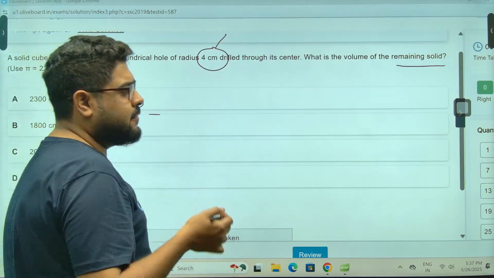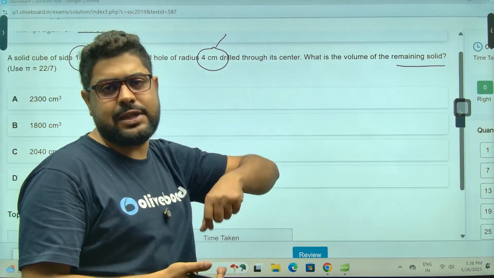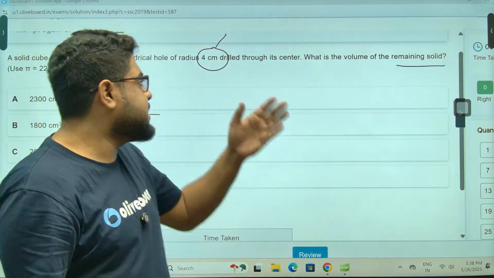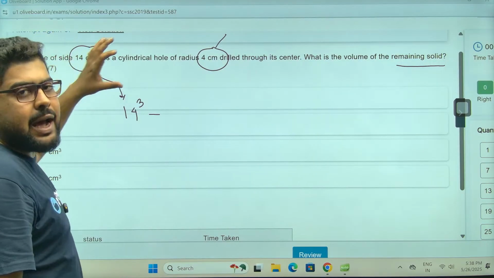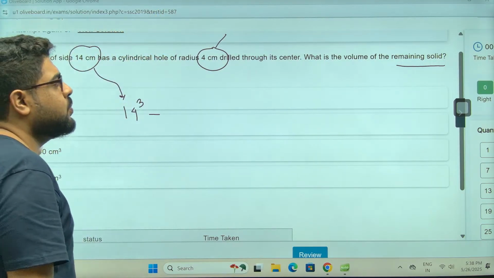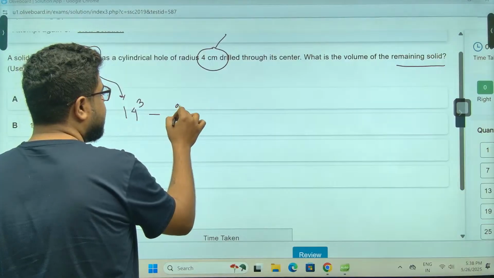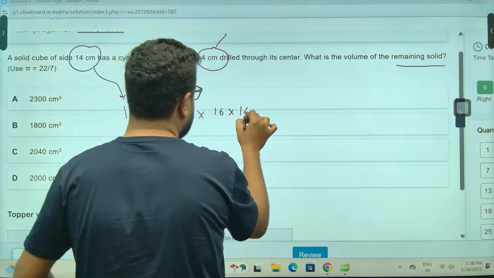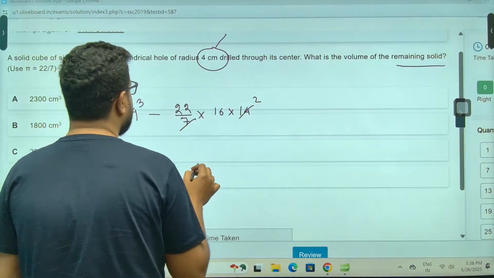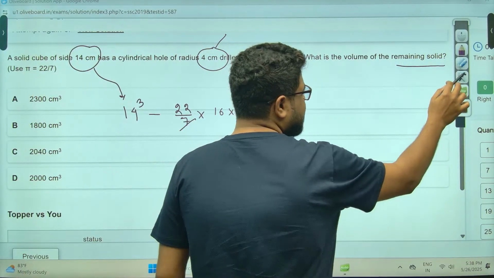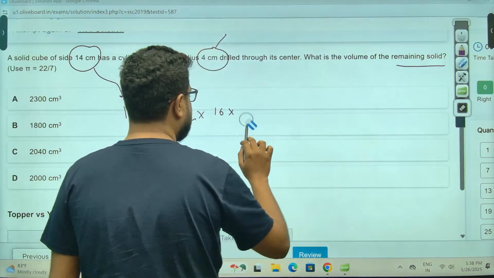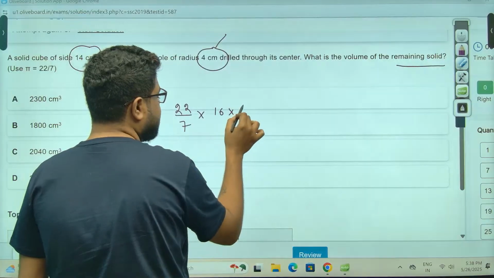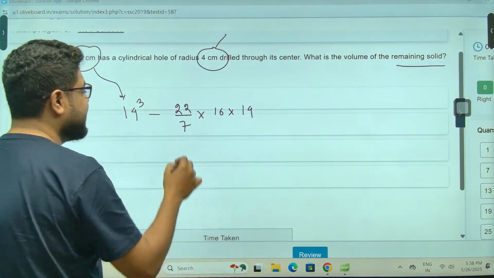But again, please understand, if I drill the hole through the whole solid, it will go through. The height of the cylinder will be 14. That means the height of the cylinder will be the same as the height of the object, in this case the cube. So it is pi r square h: 22 by 7 into r square, which is 16, into h, which is 14. Wait one second. What will we do? Keep 7, keep 14, because I'll take 14 common.